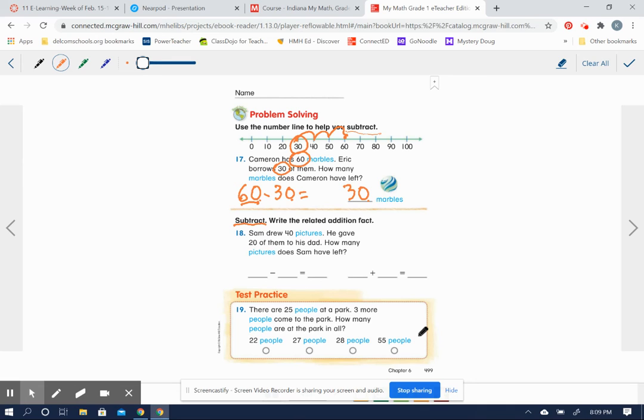All right, and now we're going to subtract again, and then we're going to write the related addition sentence. Listen to this story. Sam drew 40 pictures. He gave 20 of them to his dad. How many pictures does Sam have left?